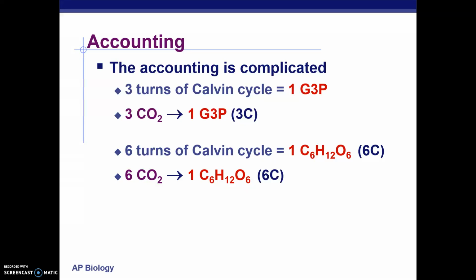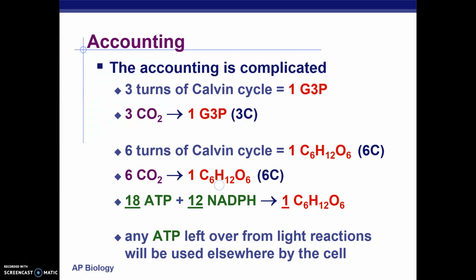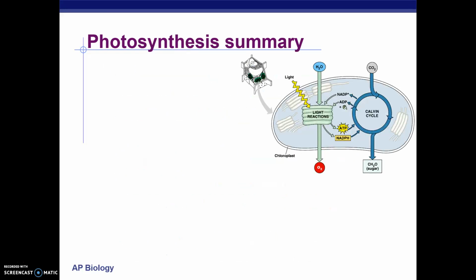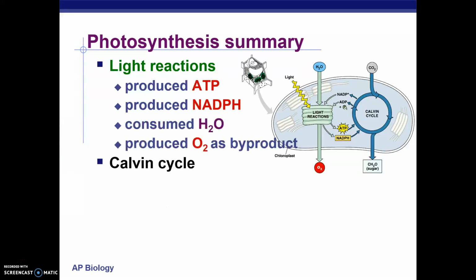Similarly, 6 turns of the Calvin cycle will produce 1 6-carbon glucose. To make 1 molecule of glucose, 18 ATPs and 12 NADPHs will be used. Any leftover ATPs from the light reactions will be used for other metabolic processes elsewhere by the cell, and it could be for any metabolic process such as other synthesis reactions or active transport, etc.